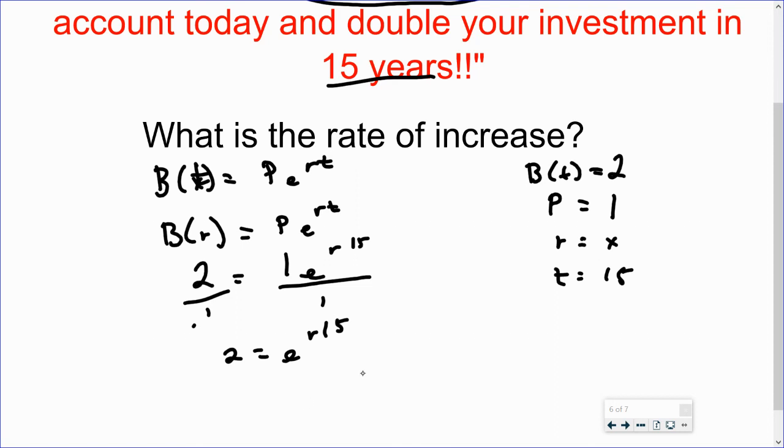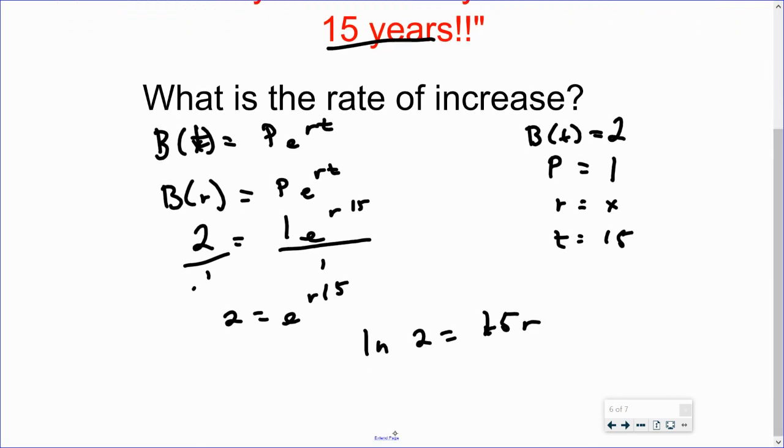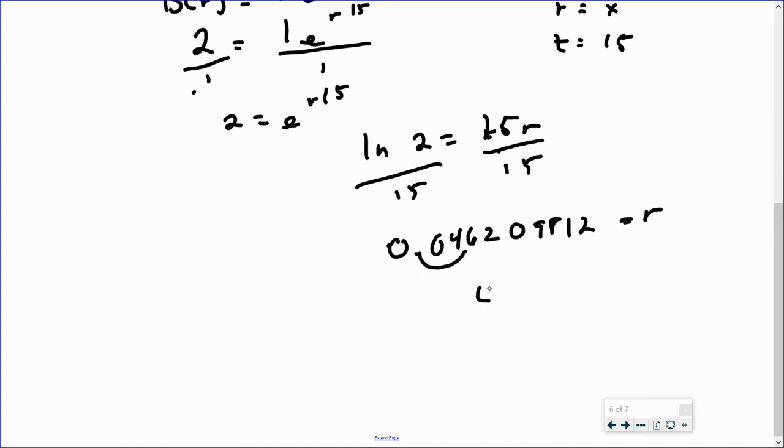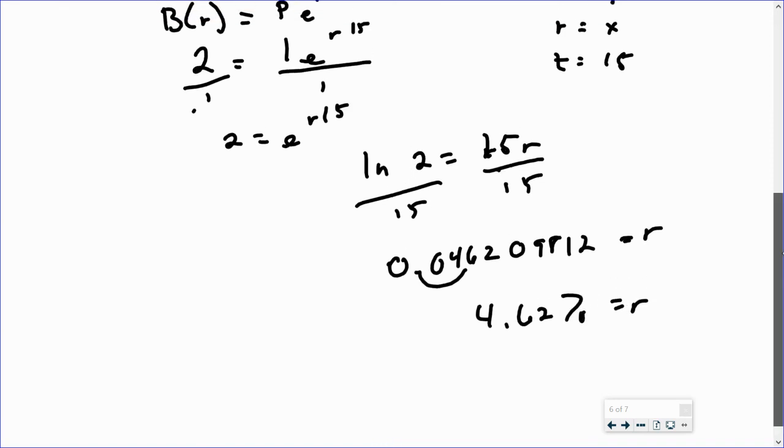Now, let's go to natural log. The natural log of 2 is equal to 15r. Now I need to solve this. So let's divide both sides by 15. So the natural log of 2 divided by 15 is 0.046209812. R. Well, this is the interest rate, so let's move the decimal point over two. So 4.62% is my rate. Okay, so that seems kind of logical.